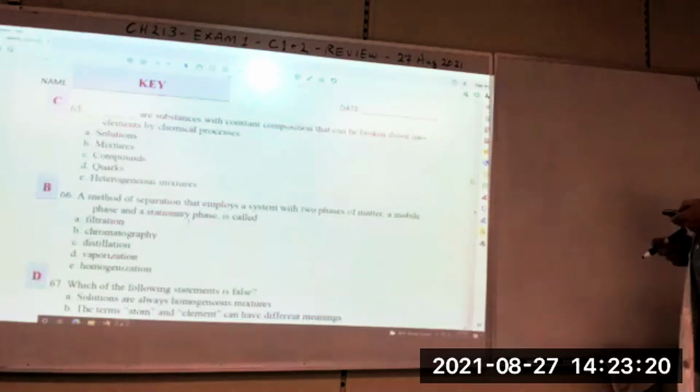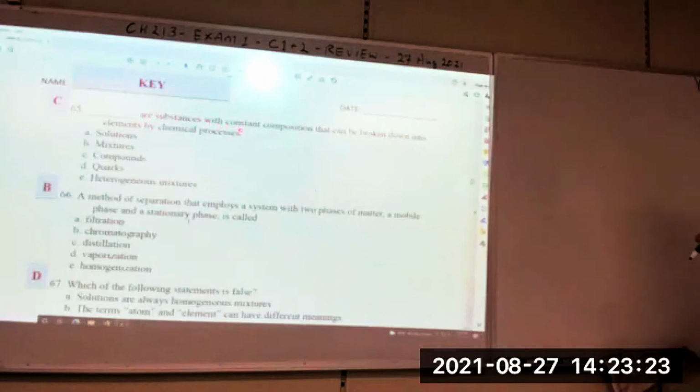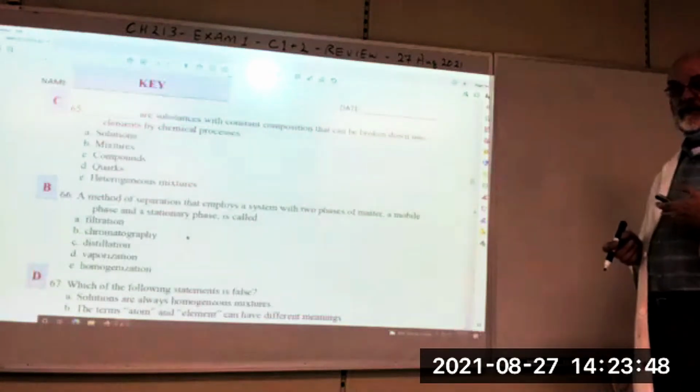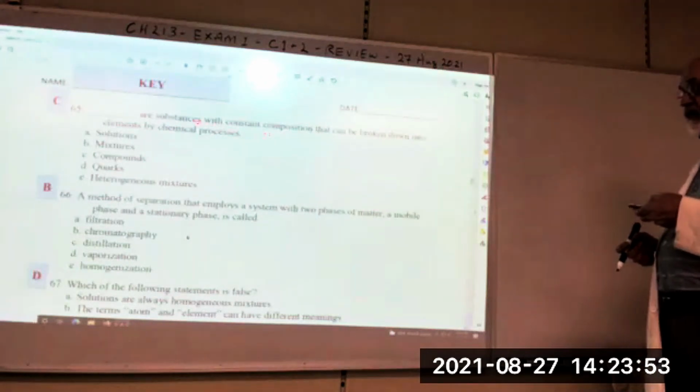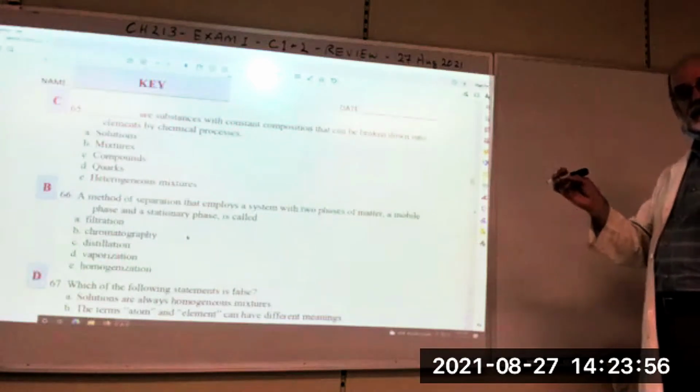What is a substance with constant composition that can be broken down into elements by chemical processes? I think that's a compound. The key here is chemical processes. It can only be broken down into simpler substances, elements in this case, by this chemical process. If that's the case, then it's not a pure element. It can be broken down into different elements by chemical processes. That means it has to break bonds.